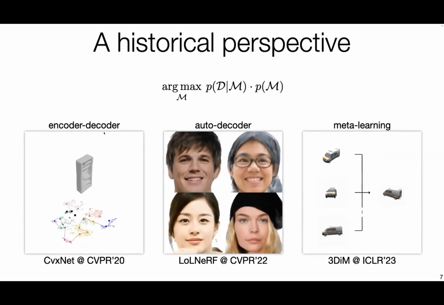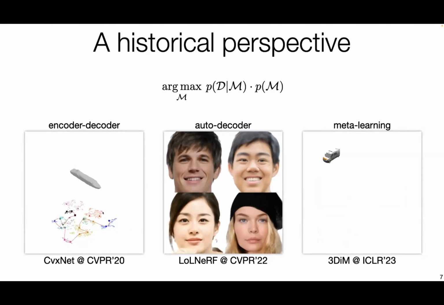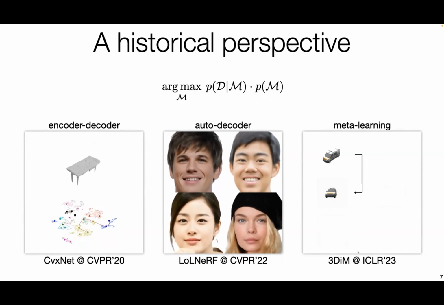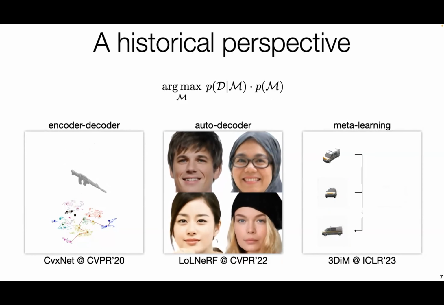We're going to start from an encoder-decoder architecture. This is ConvexNet from 2020. We're going to look at auto-decoders with LOL-NeRF at the previous CVPR. And then I'm going to go a little bit on the diffusion side of things with 3D that we just presented a month or two ago at ICLR. So let's start with the first one, ConvexNet.